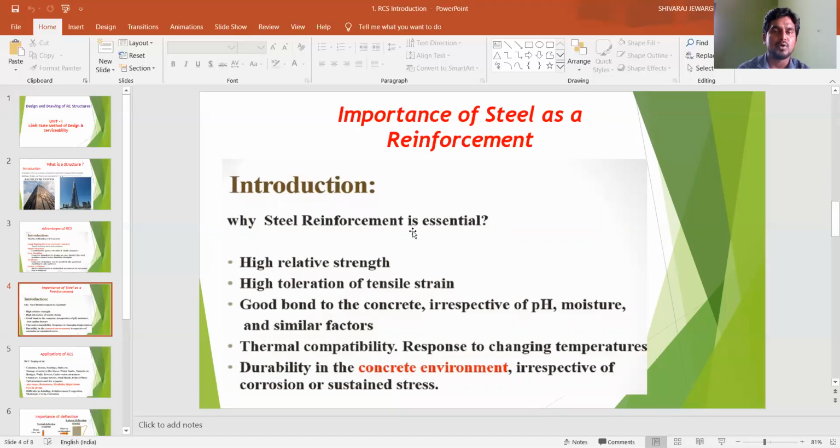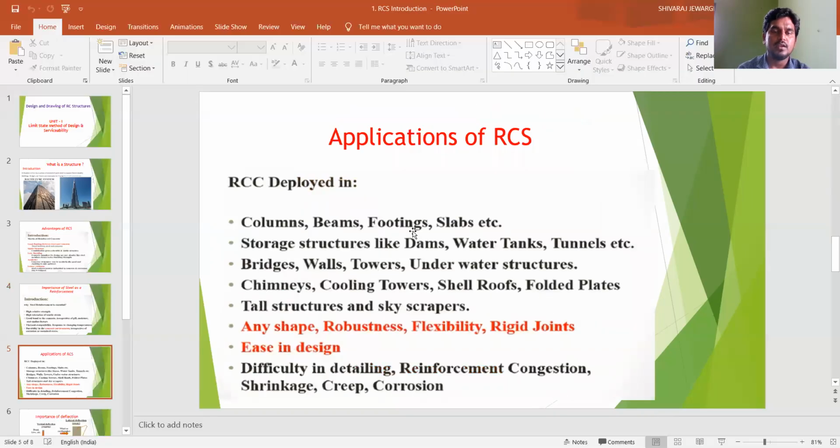So these are all the importance of steel in RC structures. Now we'll move to the applications of RCC. RCC is deployed in columns, beams, footings, slabs, etc. Likewise, RCC is also applied in storage structures like dams, water tanks, tunnels, etc.